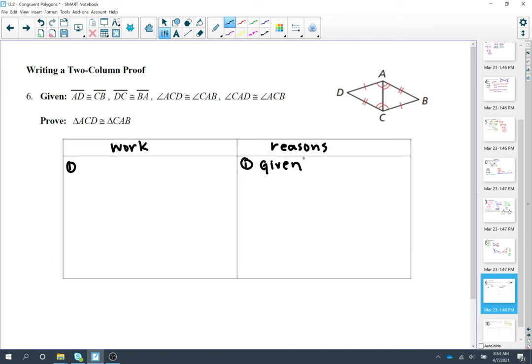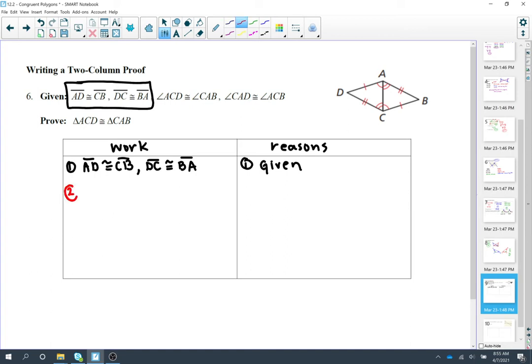Now, so far we've done kind of informal proofs on this, and we've shown that all the sides are congruent and then all the angles are congruent. So I'm going to start with the sides, and we're already given that AD is congruent to CB, and we're given that DC is congruent to BA, and I'm literally just copying that from the given. So that's two sides that are congruent.